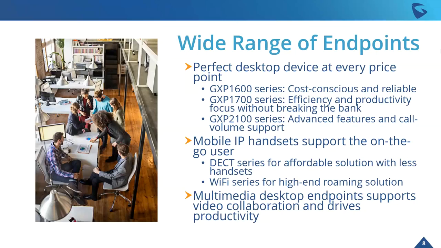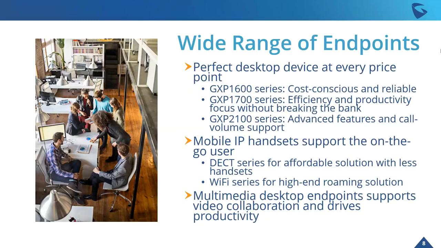So the 1600 series is really for that cost-conscious customer who's looking for a reliable solution that can still really push the bounds of productivity from the desktop. The 1700 series is our mid-range model. It brings efficiency and productivity to the desktop with a focus, without breaking the bank. And last but not least, of course, we have our 2100 series, our high-end devices. This is really the peak of advanced features and call volume support for those extreme volume users.